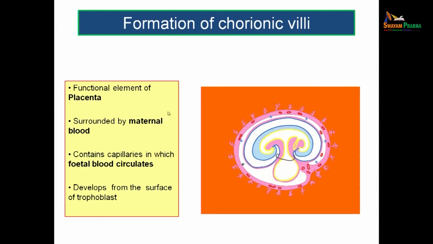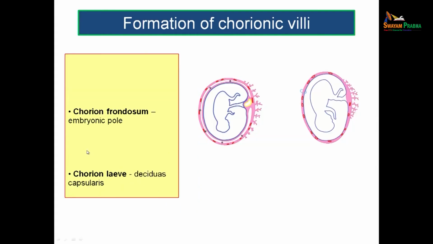So, this is how the chorionic villi in the initial stages are formed. They develop from the surface of the trophoblast along the entire circumference. Now, what happens is the chorionic villi arising from the chorion will be confined to the embryonic pole. So, what happens to the remaining region? They will just degenerate, and the chorionic villi will be confined to the embryonic pole.